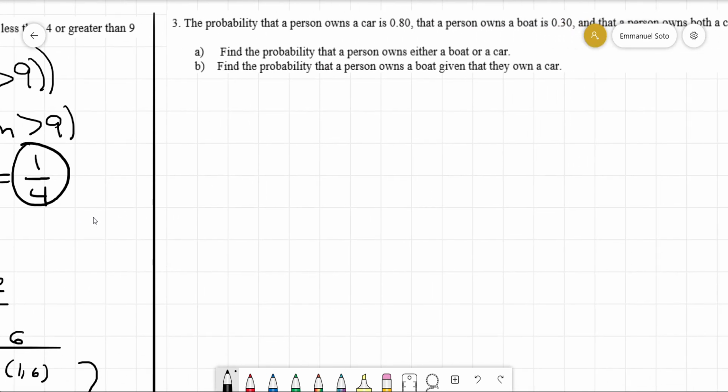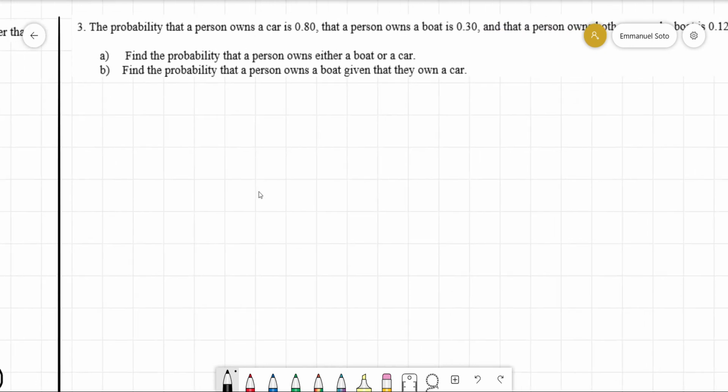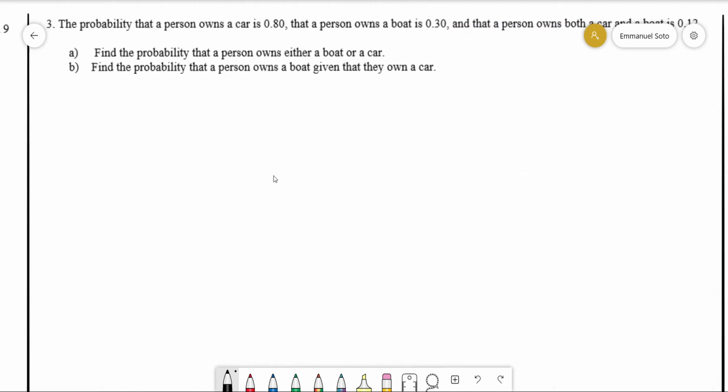Let's look at number 3. The probability that a person owns a car is 0.80. So let's go ahead and label that first. So probability of car is 0.80. The probability that a person owns a boat is 0.30.